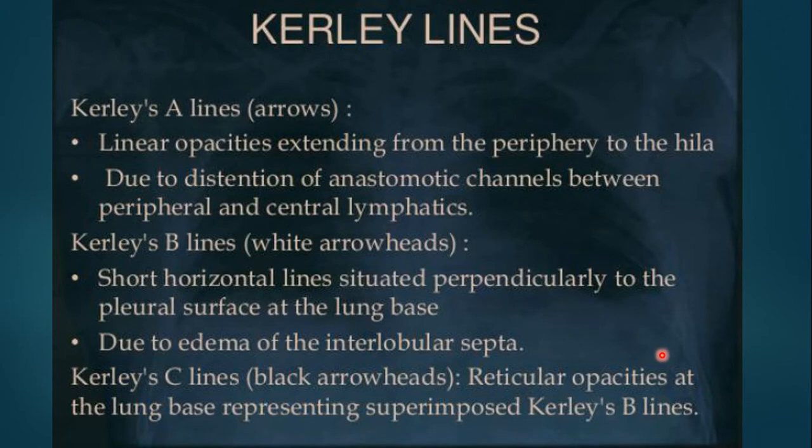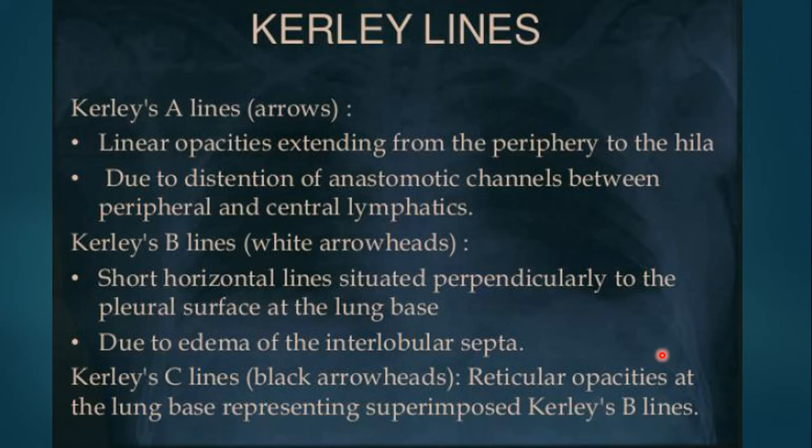Now, let's talk a little bit about curly lines. Curly lines are of three types. The most famous one are the curly B lines, but there are curly A, curly B, and curly C. And we will show them all in one X-ray just in a minute. First of all, let's know a little bit about curly A, curly B, and curly C.